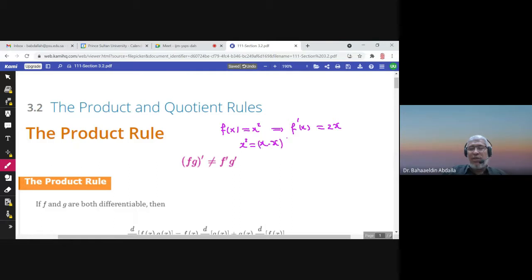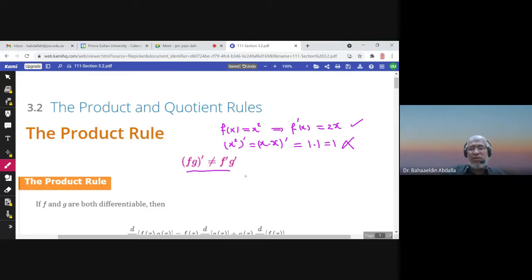So the derivative of x square would be the derivative of x times x. But according to this, it would be the derivative of x, which is 1, times the derivative of x, which is 1, so it should be 1. So the derivative of x square, according to this rule, is 1. But we know that the derivative of x square is 2x. So this rule is not correct, while this one is, we are sure of this.